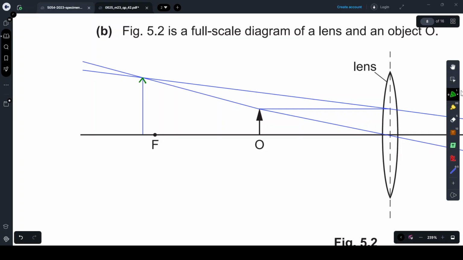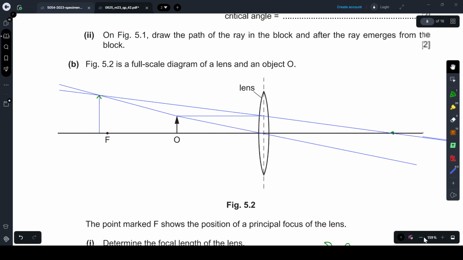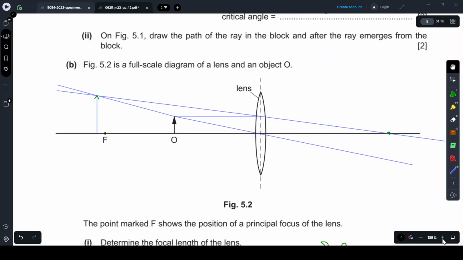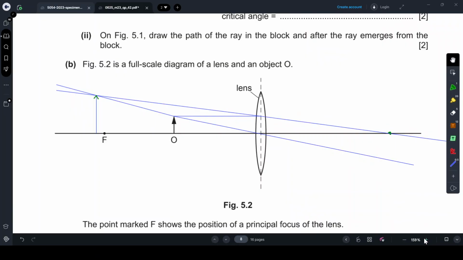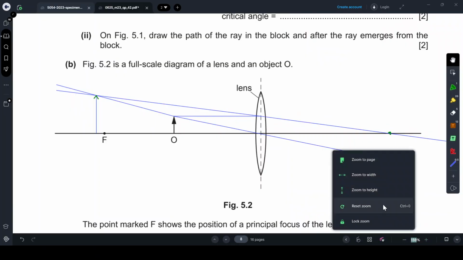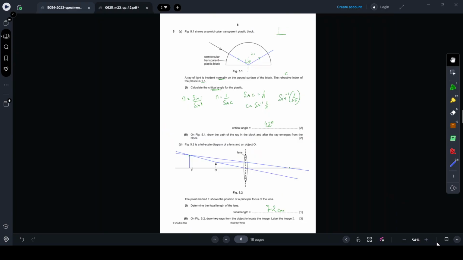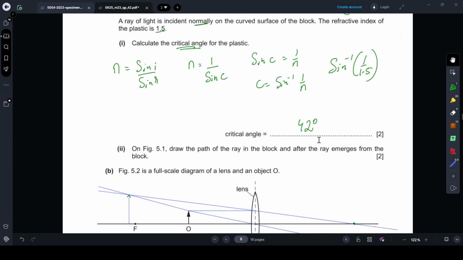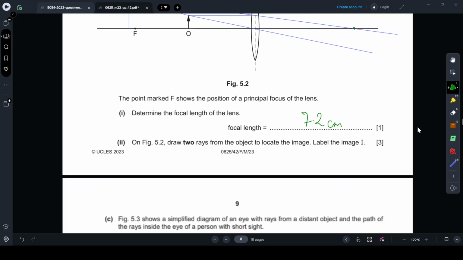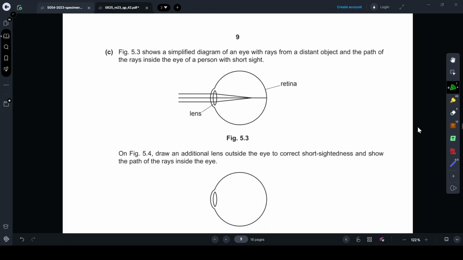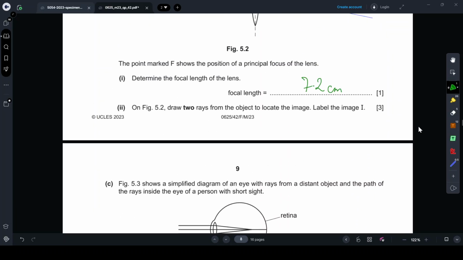Yes. Okay. You seem proud of your drawing. No, I was adjusting the zoom. Okay. Oh, look, the human eye. More looks like a ball.